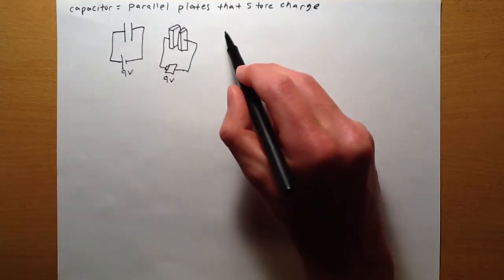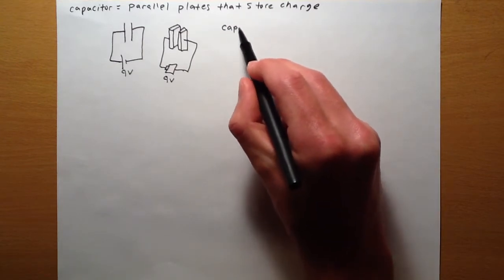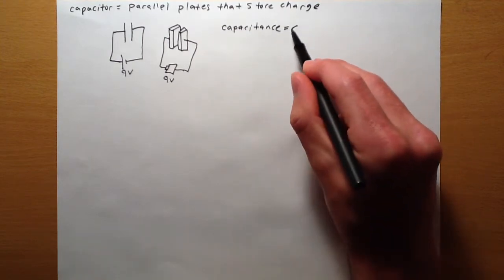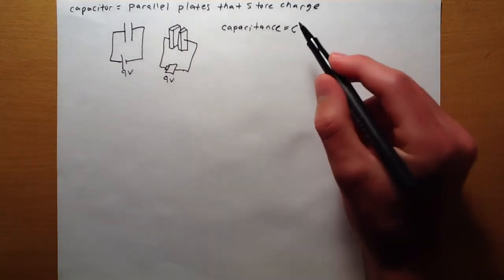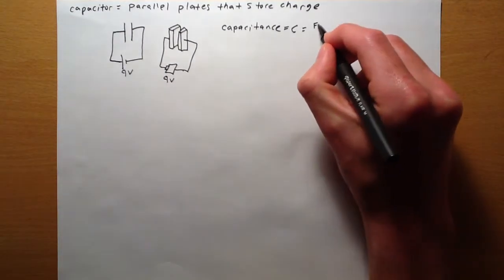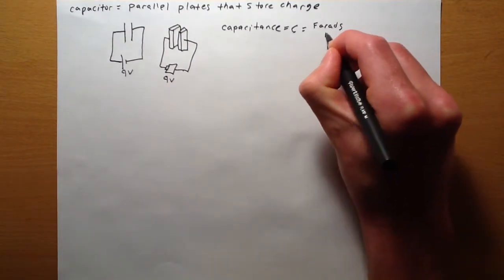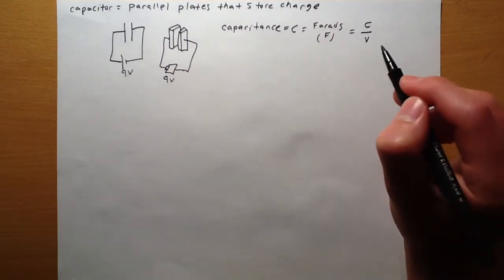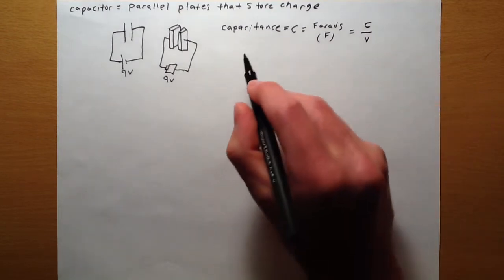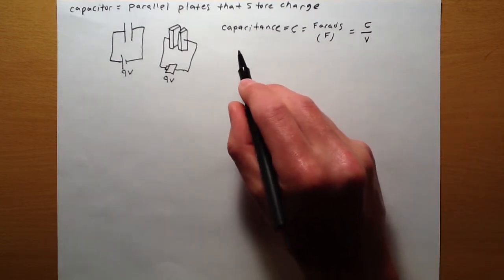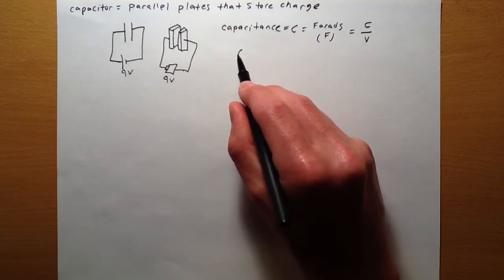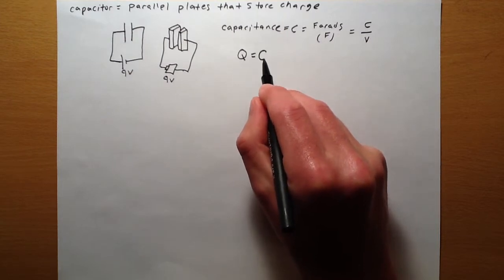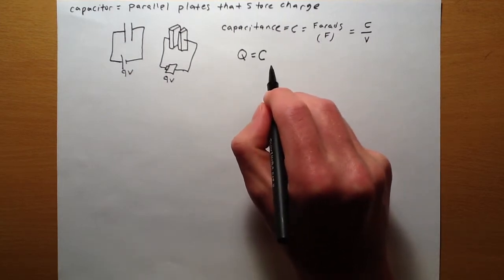So, for capacitors, we have a unit to describe what a capacitor is, and we call that capacitance. And we get that units of C. The units for it are farads, which is F. And a farad is equal to a coulomb over a volt. So, a key equation we need to talk about is this. Charge is equal to capacitance, which is in farads, times voltage.